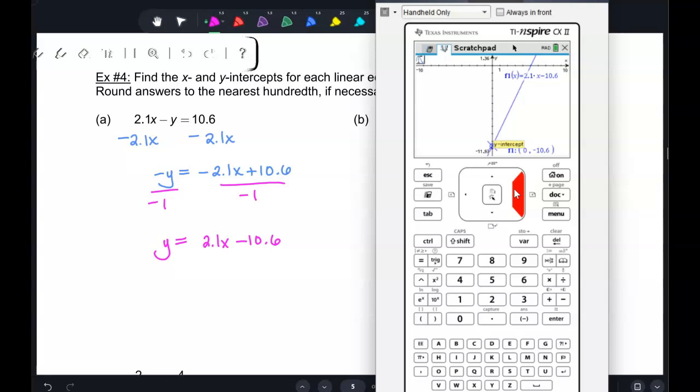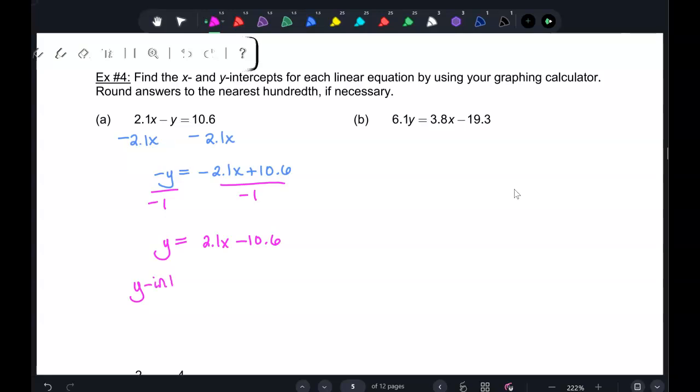Negative 10.6. Good. Notice what pops up when I'm on that. It literally tells us that's the y-intercept. The x is five, zero five? It's just 5.